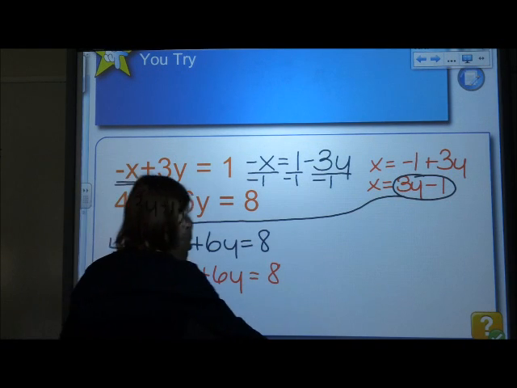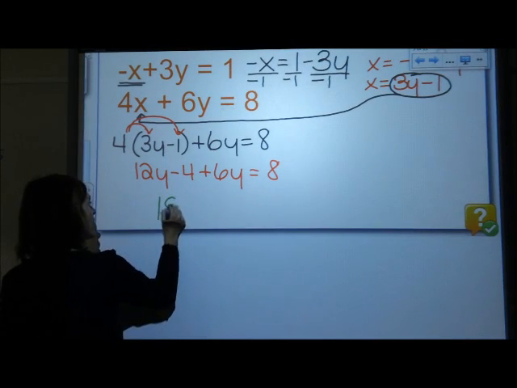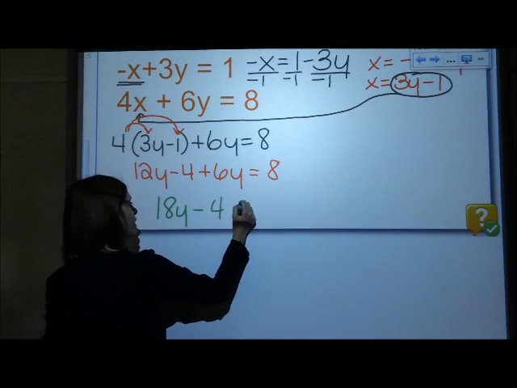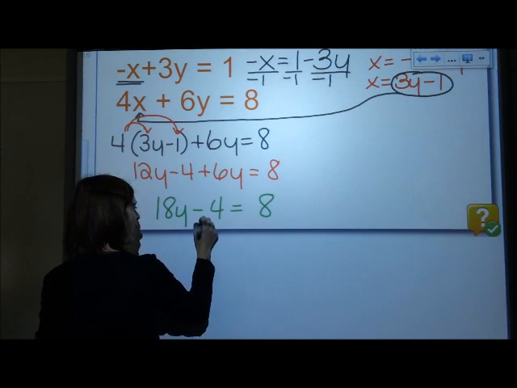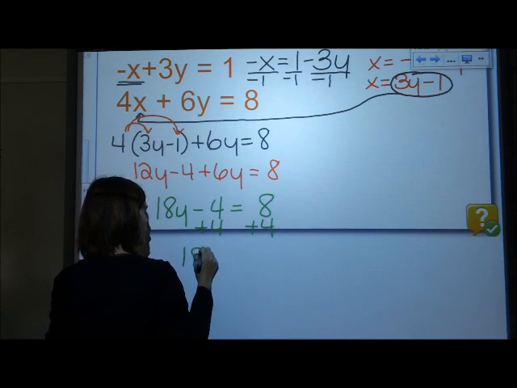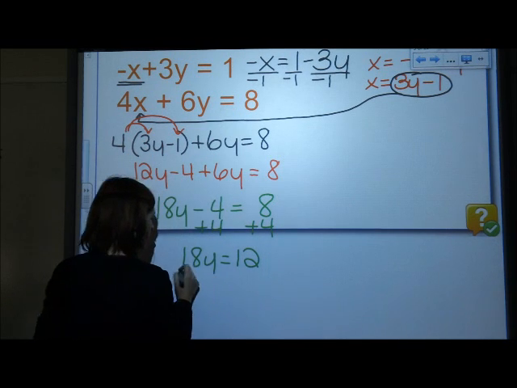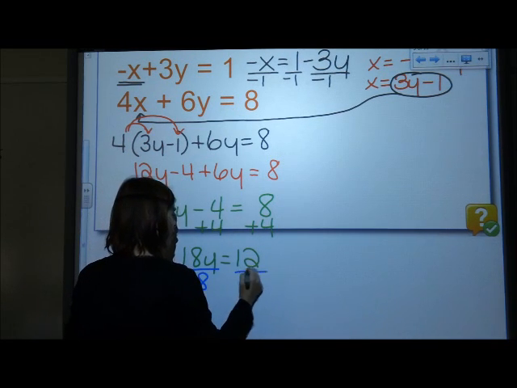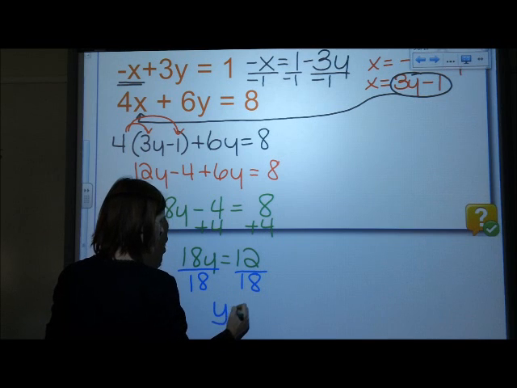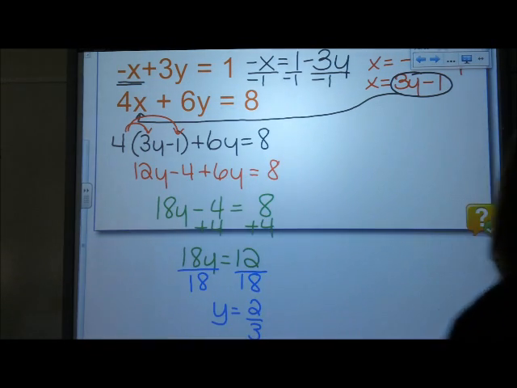I'm going to keep going. Extend my page a little bit so you can see. Combine my like terms. 18y minus 4 equals 8. I'm going to add 4 to both sides, the opposite operation. So 18y equals 12. I'm going to divide by 18 on both sides, and I'm going to get y equals 2/3. Can we have a value that's a fraction?